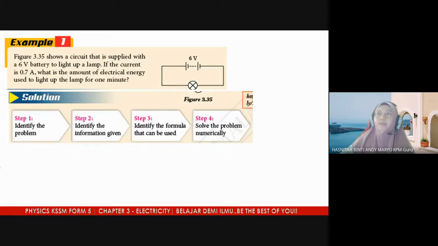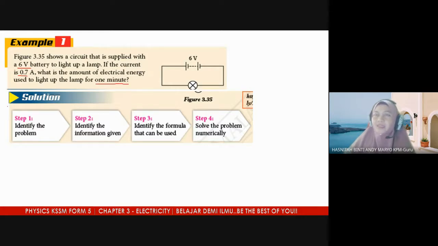The first one. They give you a circuit here connected to a 6 volt power supply, and there's a bulb. It shows a circuit supplied with a 6 volt battery to light up a lamp. If the current is 0.7 ampere, what is the amount of electrical energy used to light up the lamp for 1 minute? There is a bit of information you are given there. This is the voltage, then the current, this is the time of operation, 1 minute.